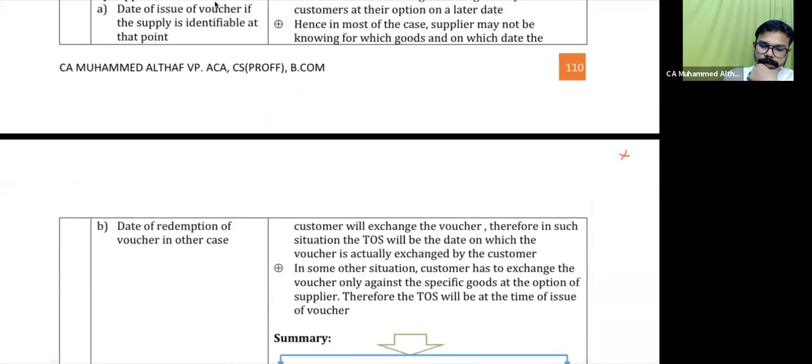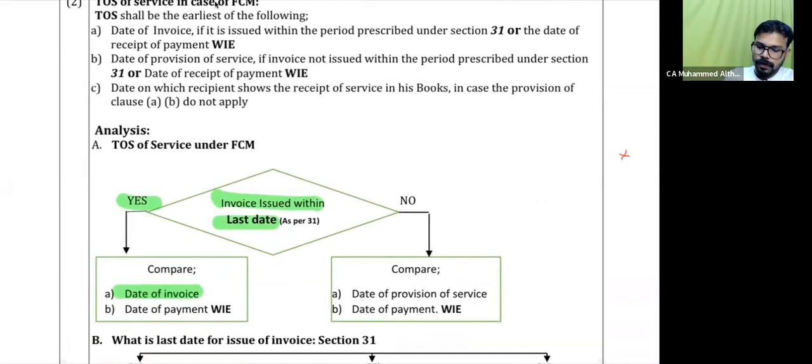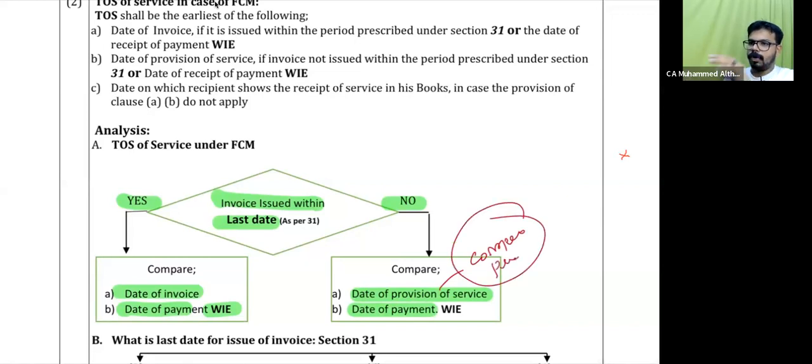This is services. In case of services, first of all, you have to check the last date. If the invoice is issued before the last date, then the time of supply will be date of invoice or date of payment, whichever is earlier. If it is not issued within the last date, then the time of supply will be date of provision of service or date of payment. Provision of services means date of completion of service or date of providing of services.